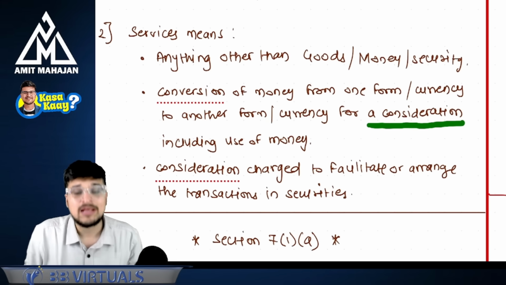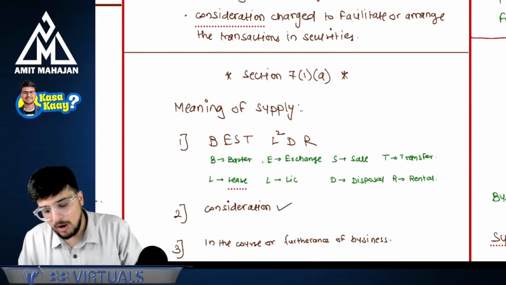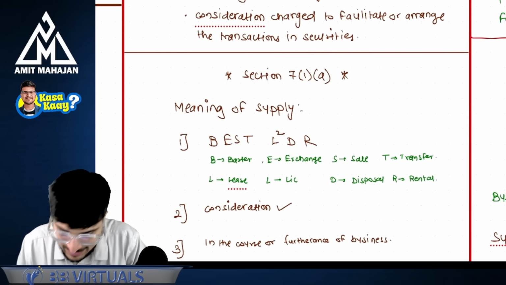Perfect. And the third part is consideration charged to facilitate or arrange the transactions in securities. For example, brokerage transactions. That will also be considered as services. Okay. Now, sir, what is section number 7(1)(a)? Section 7(1)(a) specifically mentions the meaning of supply. What is the meaning of supply? If you satisfy three conditions, your transaction will be categorized under supply. What are the three conditions?